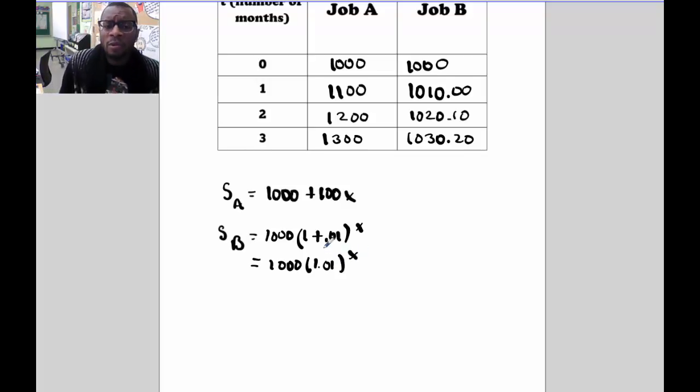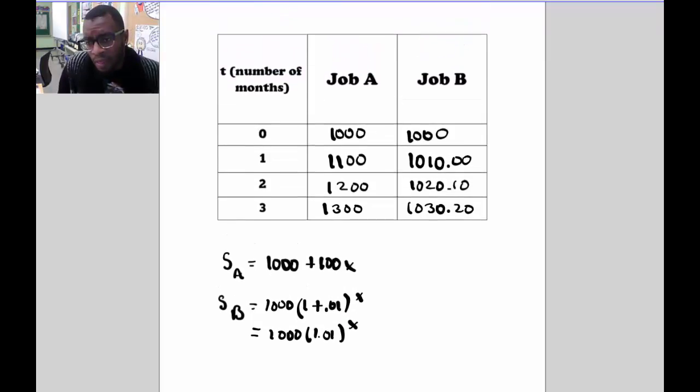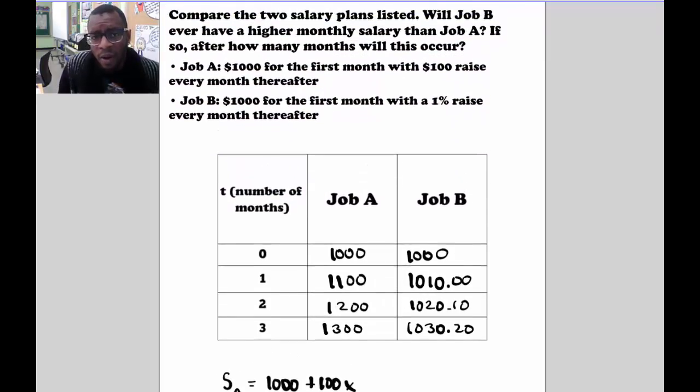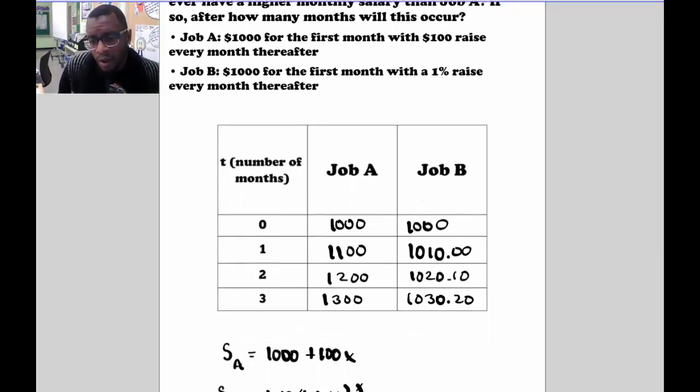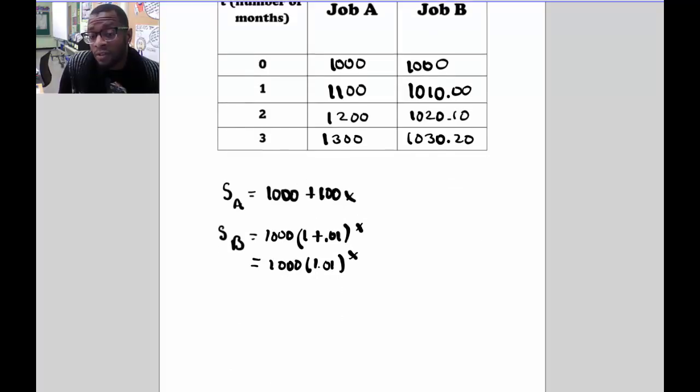All right, so when they asked us to find out, will job B ever have a higher monthly salary than job A, what we're going to do is grab our calculator and graph these, and let's see what happens as we increase the number of months.